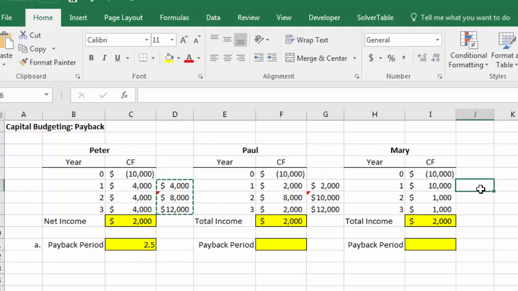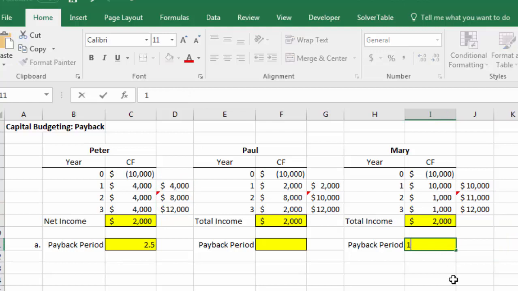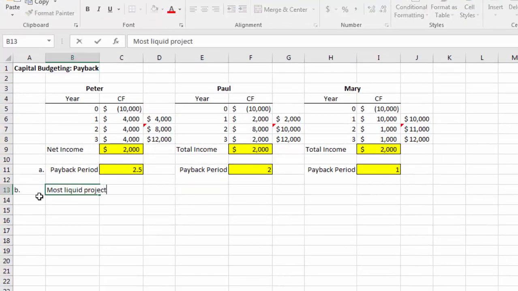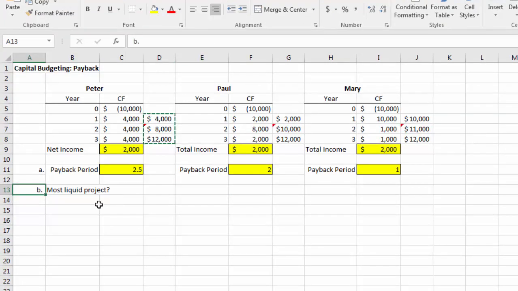Paul and Mary's projects, and we can see that Mary's payback period is year 1. Paul's payback period is year 2. So 2.5, 2, and 1 year. So which project is the most liquid? Well, it would be the one with the shortest payback period, and that's quite easy to see. That's Mary.